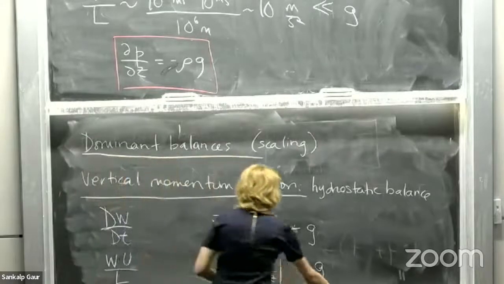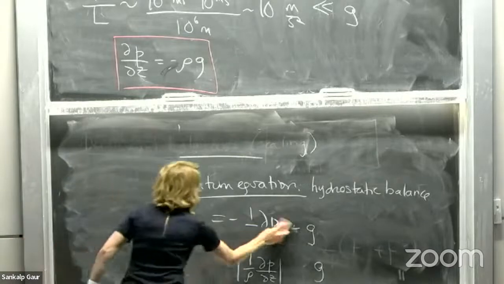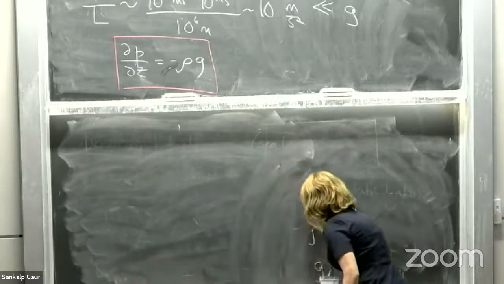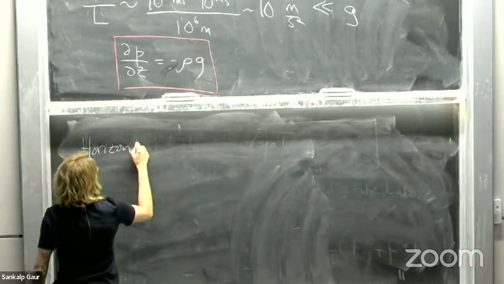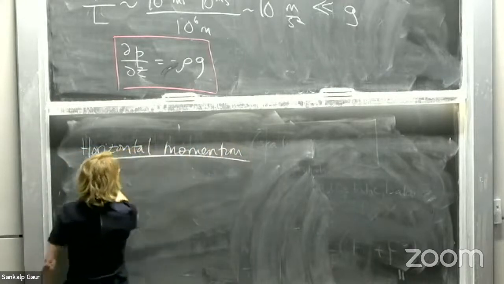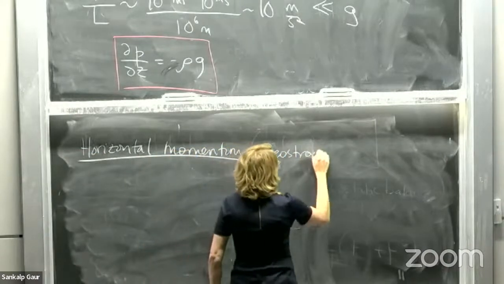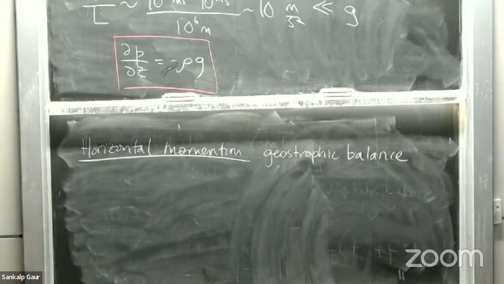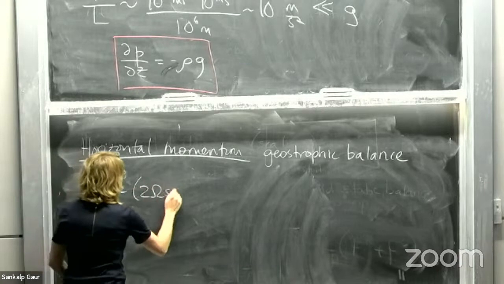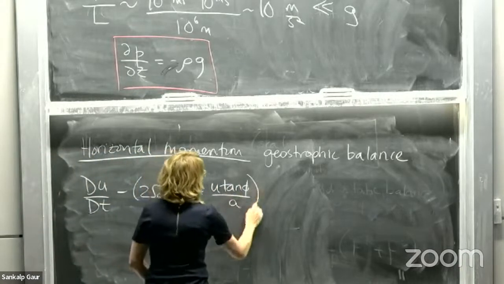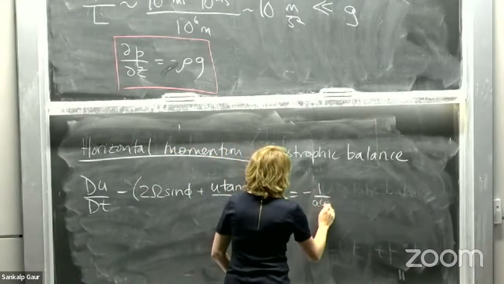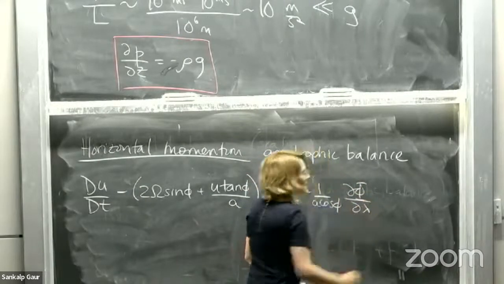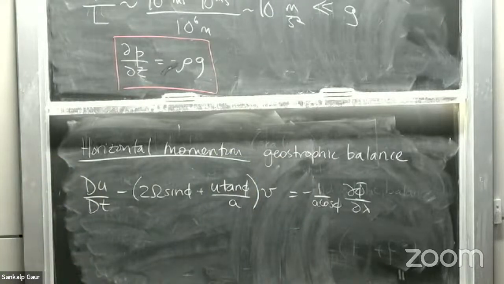But let's move on because there's more to come now. We've got horizontal momentum. That's where I'm going now. And horizontal momentum, this is where the jargon starts. We have a balance called geostrophic balance. So let's go ahead and expose that through scaling, but I'll just focus on the zonal momentum equation, the x component. The y component follows identically. So I'll write it out for you again. And here, I'm going to choose pressure coordinates just for ease of derivation for the next dominant balance. But remember, this is just like swapping phi for pressure. So there are no tricks here.